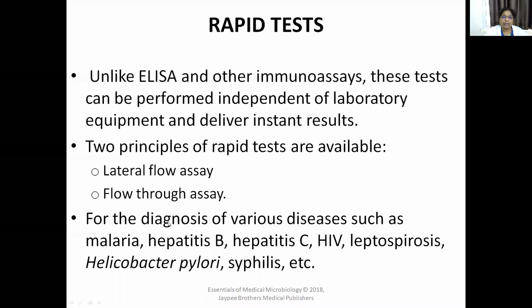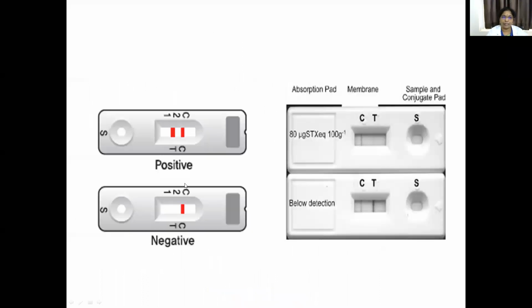And these rapid tests are used for diagnosis of various diseases, not only HIV or HBsAg. They are also used for diagnosis of malaria, leptospirosis, Helicobacter pylori, syphilis, etc. And there are many other formats. Many other diseases also can be detected, like dengue, chikungunya, like that. Okay, different diseases can be diagnosed with this rapid test. And the principles for this rapid test are based on lateral flow assay and flow through assay. You have to know about these two principles.